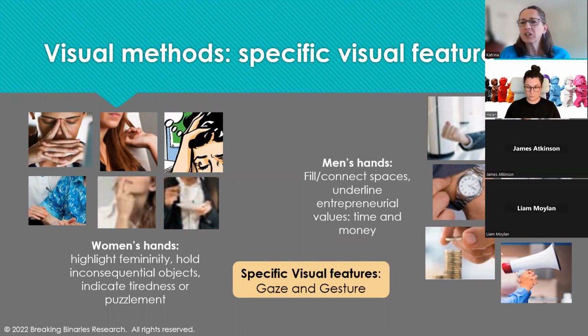But I did want to mention hands. So hands and gesture were another very specific visual feature that we looked at, and we drew on visual theory here to help us understand this. And so we went through and did this visual montage of different images with hands, and you can start to get a sense here of some of the differences that I'm just summarizing here.